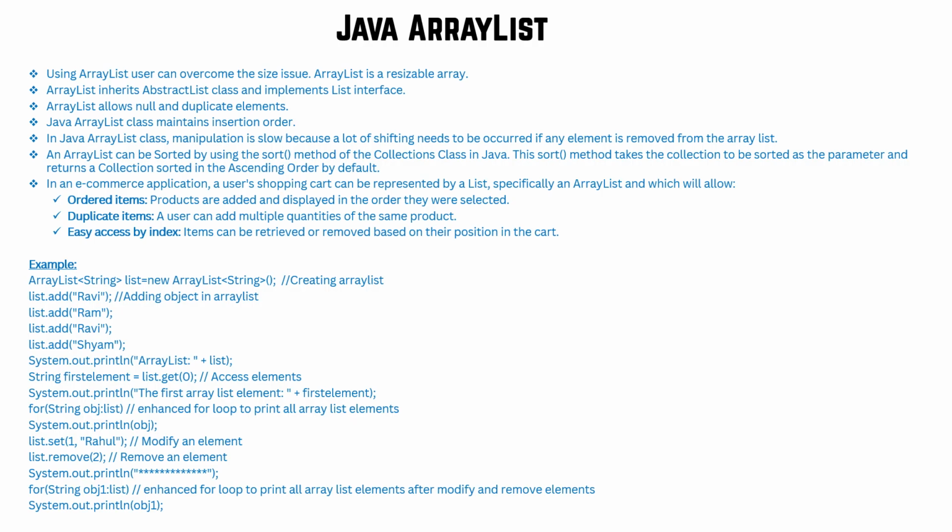So ArrayList is implementing the List interface. It can hold duplicate values, like null values as well. It maintains the insertion order. You can add a value, update a value, delete a value, and you can use an enhanced for loop or a for loop to print the values as well.